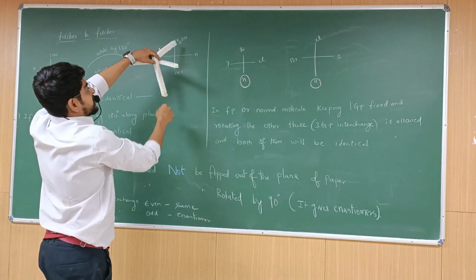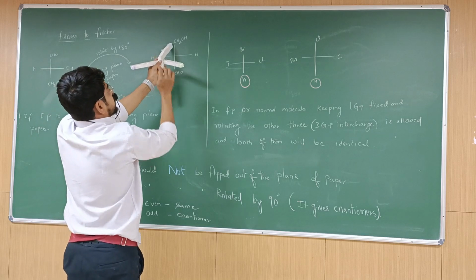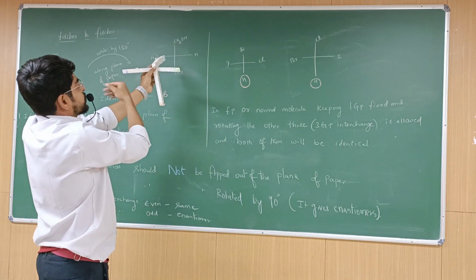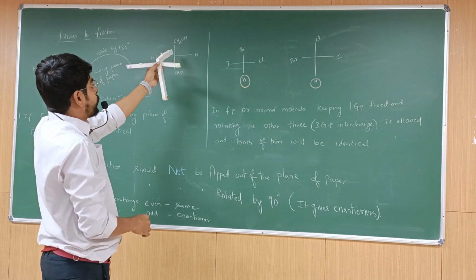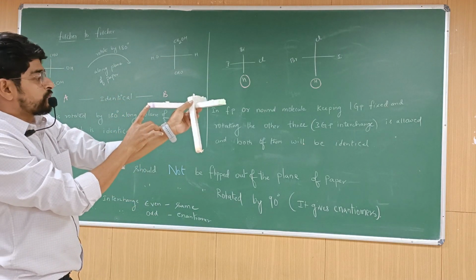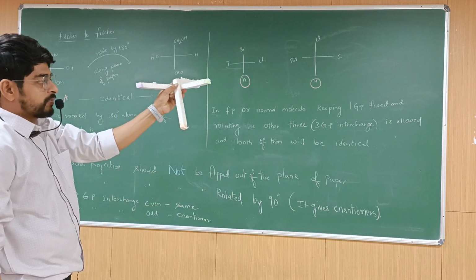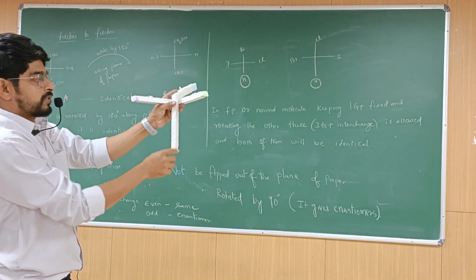So these two are inside. CHO is inside, CH2OH is inside. OH is outside, H is outside. And now OH falls on OH and H falls on H. Maybe it's not clearly visible. This is OH, this is H. This is CHO, this is CH2OH. I've just shaded with different colors.